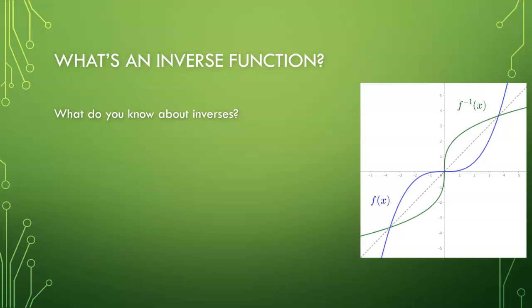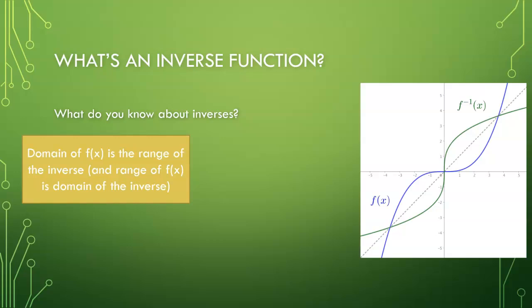I have a function graphed in blue here, and its inverse graphed in green. Some things that we know about inverses: we know that the domain of the function is the range of the inverse, and the range of the function is the domain of its inverse. We know that the graph is a reflection across the line y equals x.